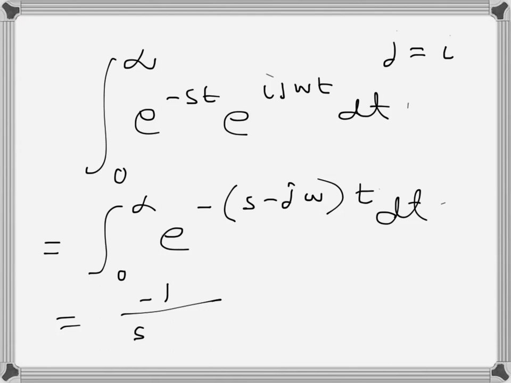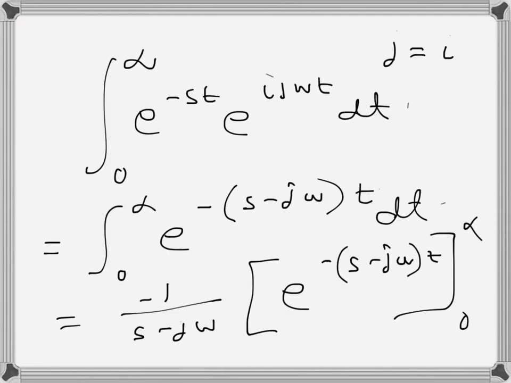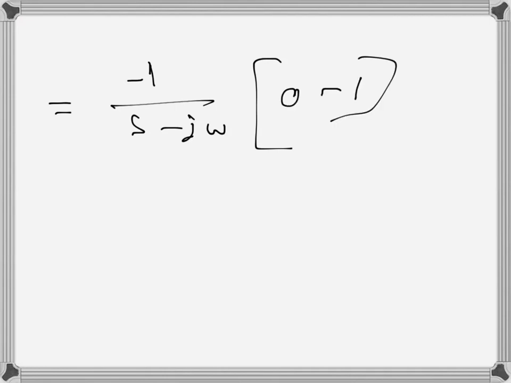minus 1 over (s minus j omega), and then the integration of e to the power minus (s minus j omega) t from 0 to infinity. Once we plug in infinity, e to the power minus infinity is 1 over e to the power infinity, so that will be 0, and then minus 1.